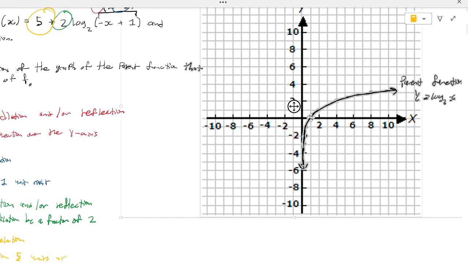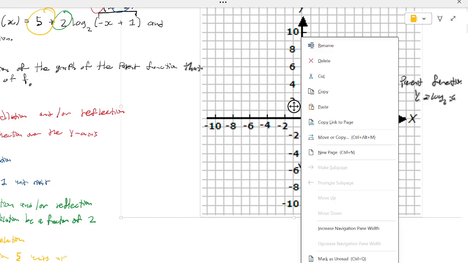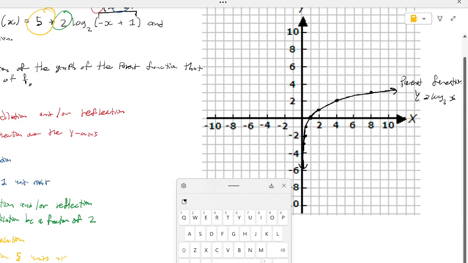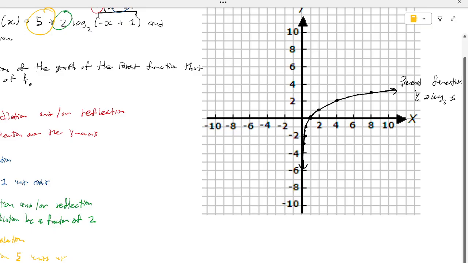So this point here, oops. Okay, so this point here at 1, 0 is going to go to negative 1, 0. This point at 2, 1 is going to go to negative 2, 1, and so on and so forth. So it's going to look something like that. And all these points too.